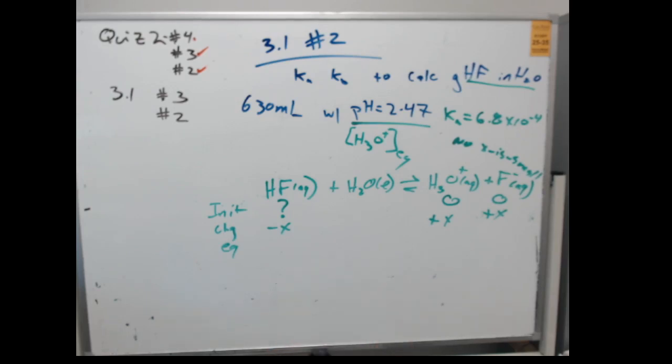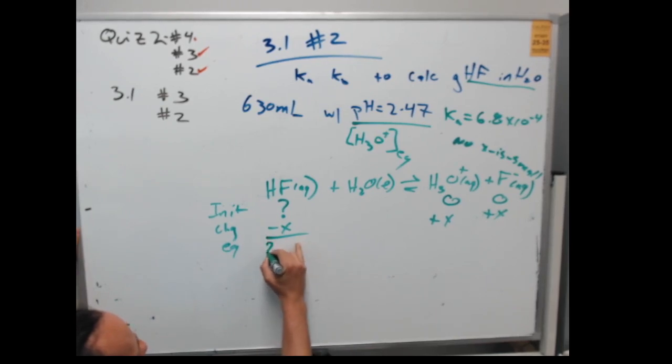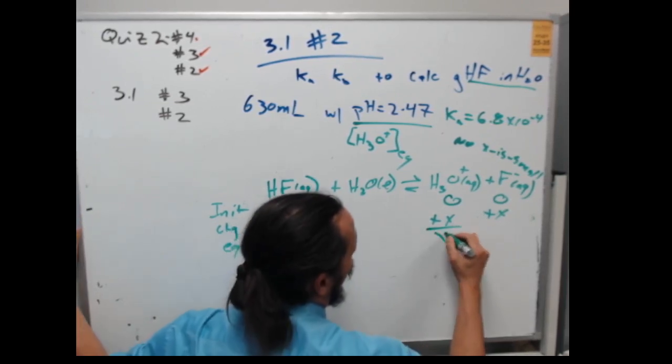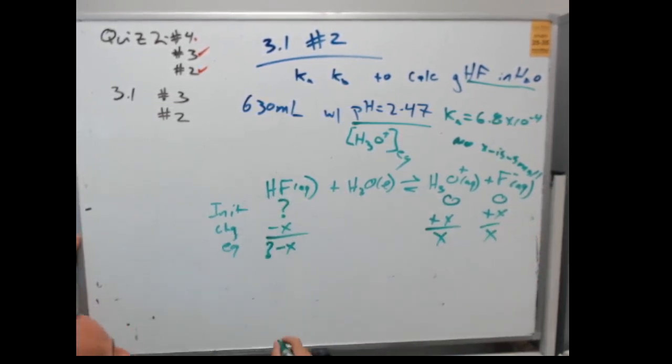Can those zeros actually be zeros? How do I get them to not be zeros? Take some of my reactant and split it into its bits. That's how I get those zeros to not be zeros. So I'm going to be using up some of my HF to create some H plus and F minus. Is it going to be question mark minus x? Notice I'm not using the x is small approximation, because it specifically told me not to. And x and x for the products.